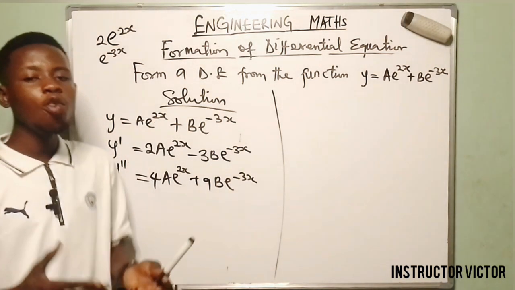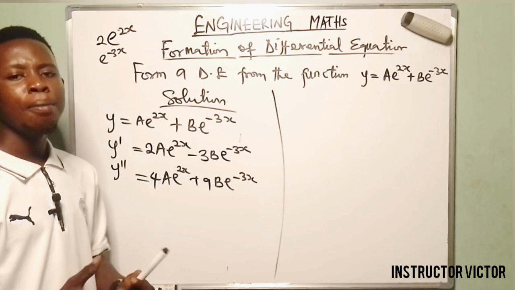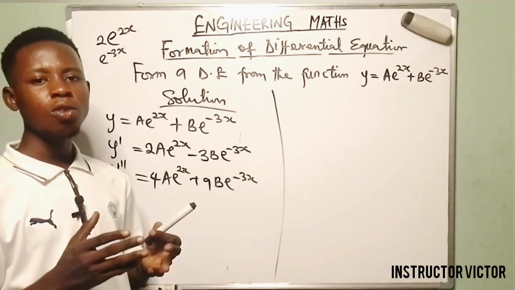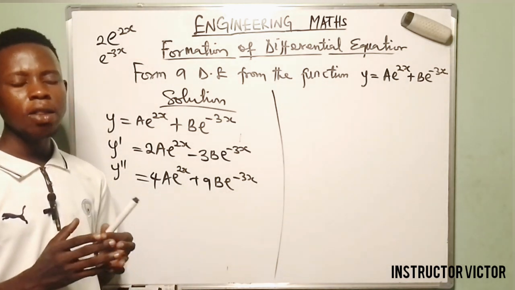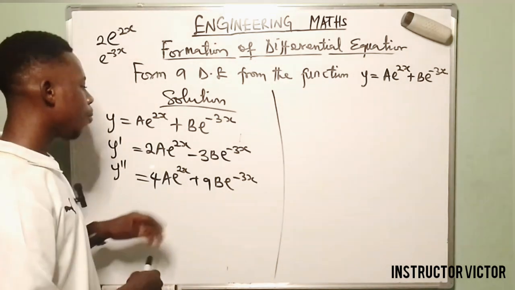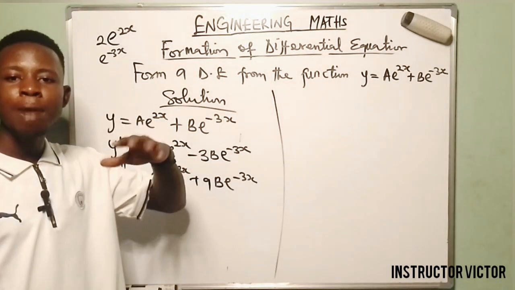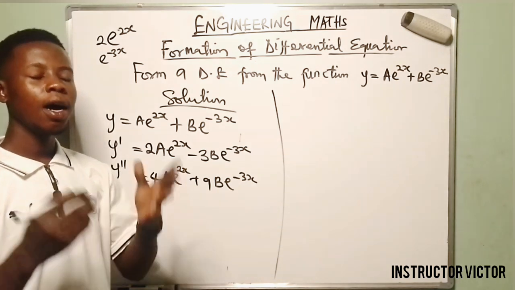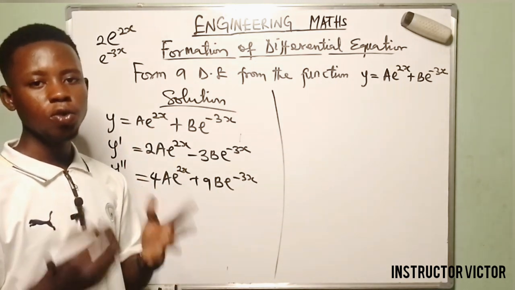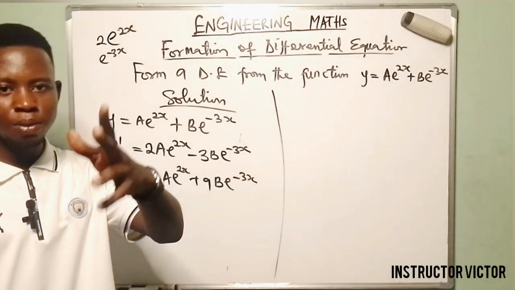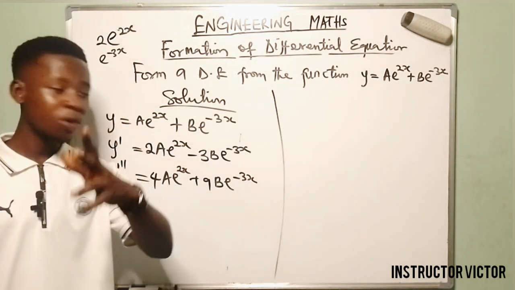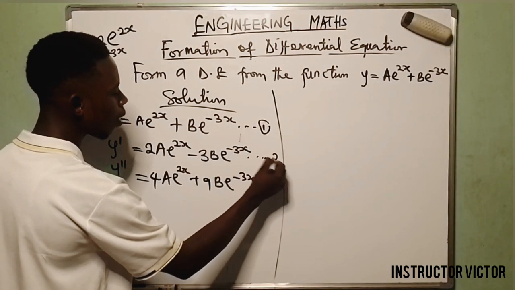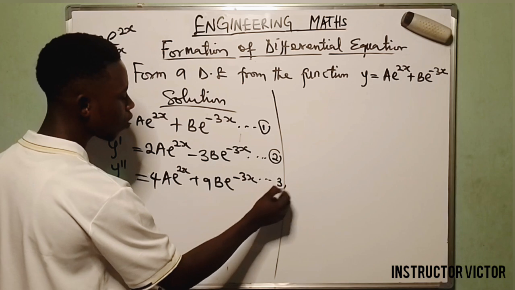Now next is to look for a way to eliminate our arbitrary constants, and we are going to be using a determinant of a matrix. But I'm going to take a little moment in my next class, or the next question I'm going to solve, to use simultaneous equations. But let me brief you if you are using simultaneous equations to solve. Let us call this our equation 1, this our equation 2, and this our equation 3.